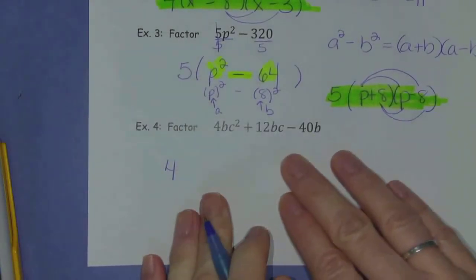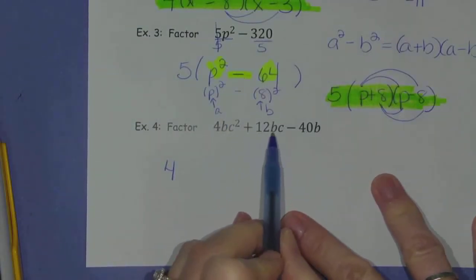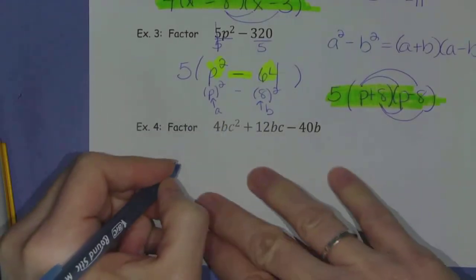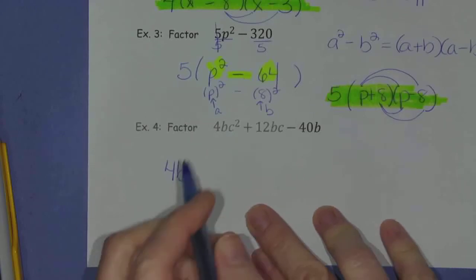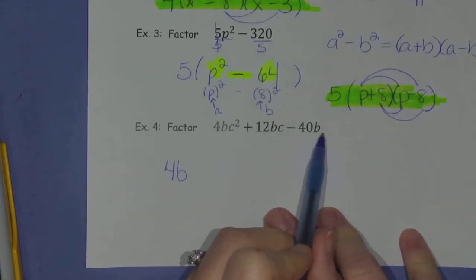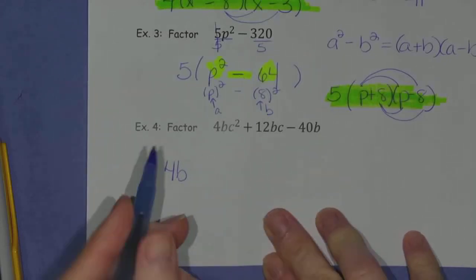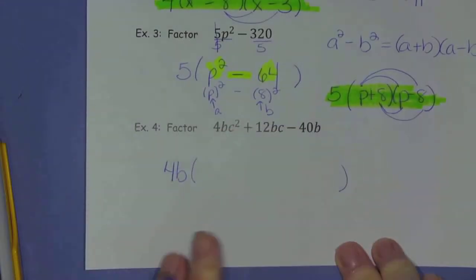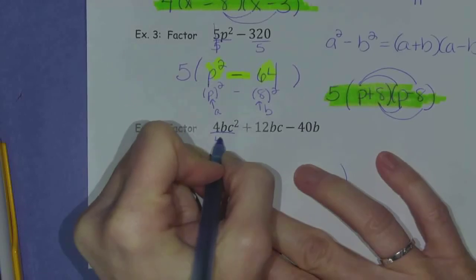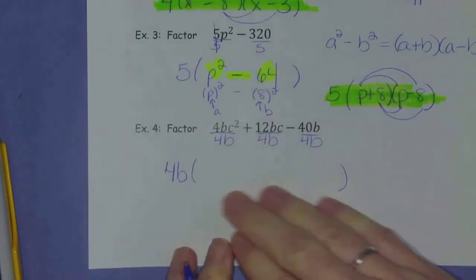Okay, now let's look at our variables. So we've got a b and a b and a b. So all three of these terms have a b in common. Here we have a c squared, a c, but no c here. So the lowest amount is none, so no c's in our GCF. Okay, let's divide each of these terms by our greatest common factor, which is 4b. And let's see what we get.